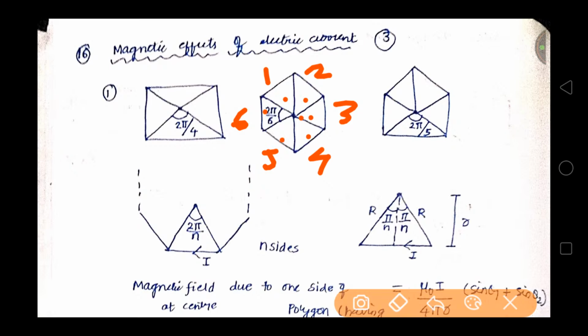So what is the angle subtended by each part? 360 by 6. Now for this one, how many parts am I dividing into? 1, 2, 3, 4, 5. So what is the angle subtended by each part at the center? 2 pi by 5, that is 360 by 5.